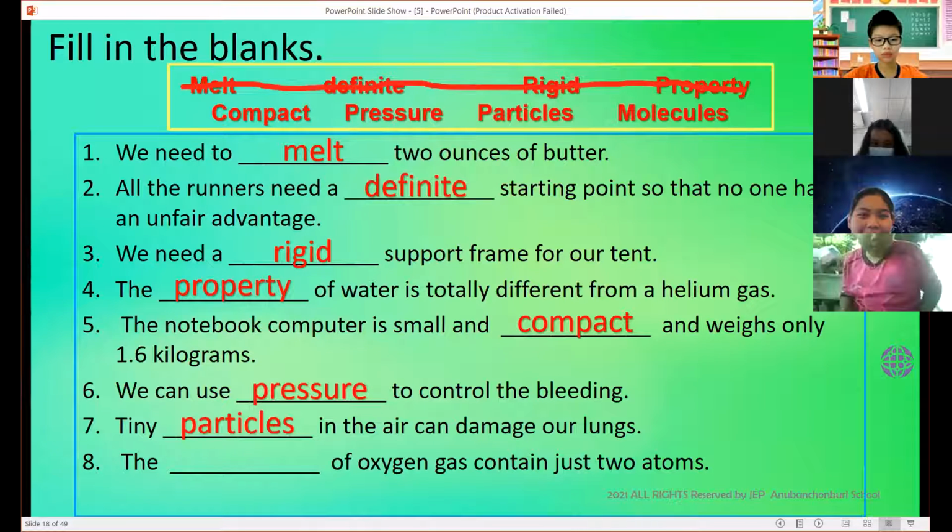Because if we talk about molecules, it talks about oxygen, hydrogen, helium. Those are molecules, like the molecules in water, H2O. But if we talk about these tiny particles, tiny matter in the air that can damage our lungs, it is referring to a particle.